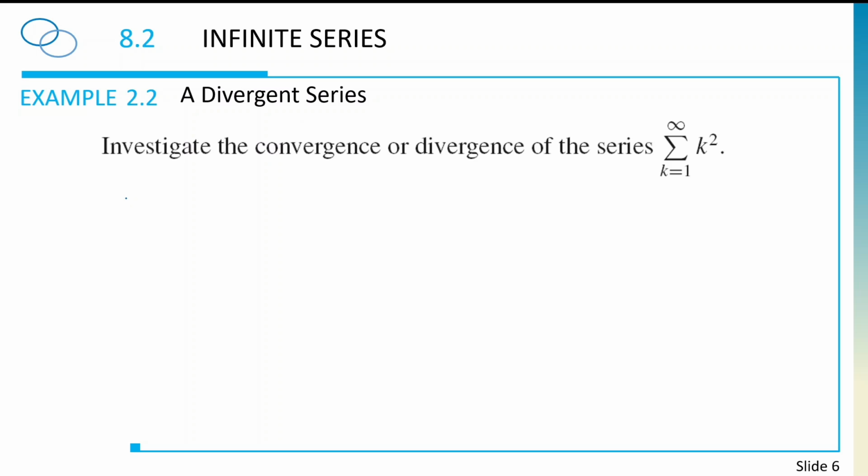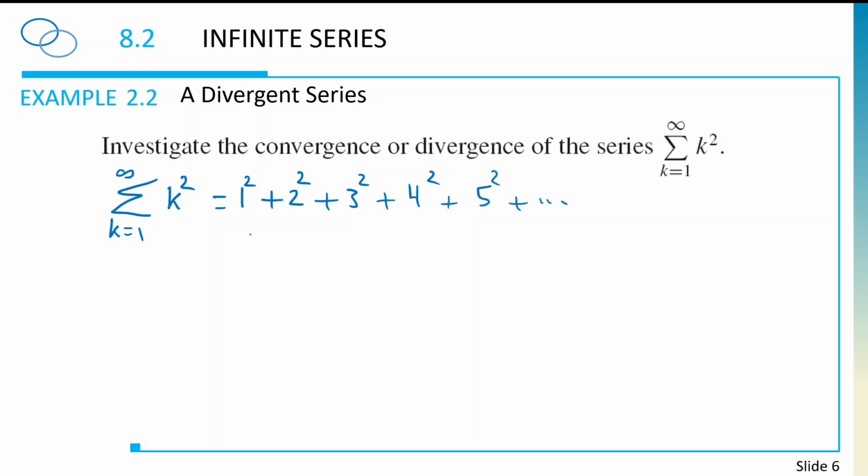With any series, always try to list some terms, try to expand this. Just see a few terms of this summation. How do I find the terms? If k equals 1, it's 1 squared, plus k equals 2, so this is 2 squared, k equals 3, so this is 3 squared, then 4 squared, then 5 squared.